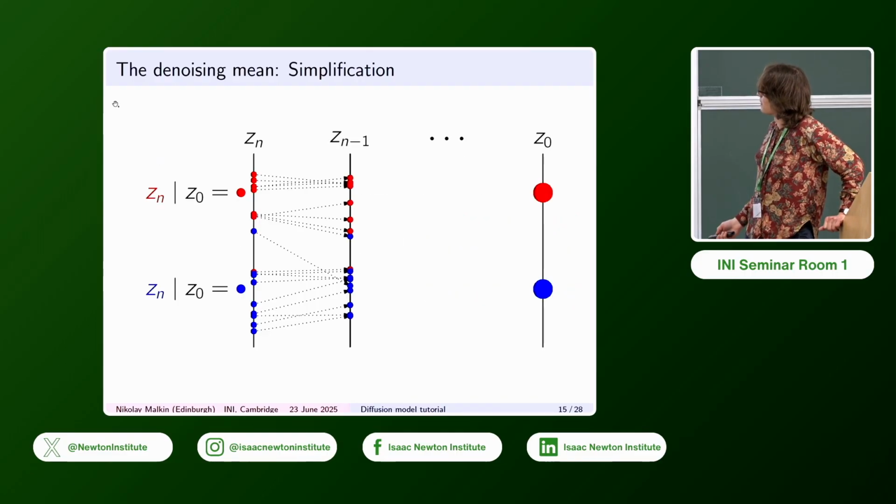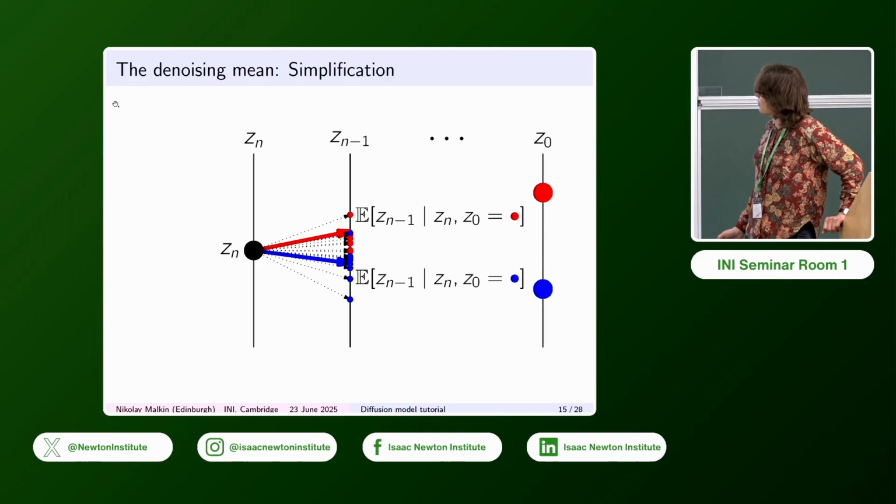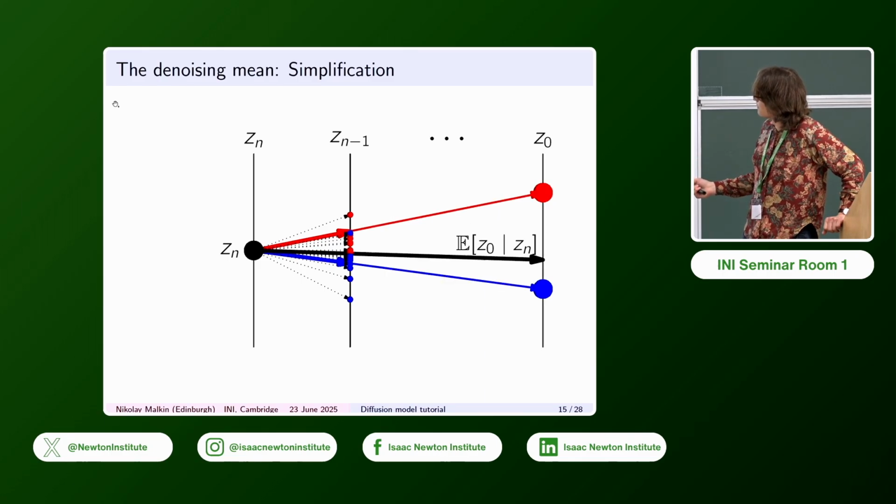So just on a picture, that picture I showed you before, this Zn could have come from a blue Zn-1 or a red Zn-1. This conditional expectation is a weighted average of this conditional expectation, given that it came from the red point, and this one, given that it came from the blue point. And the conditional expectation we're trying to estimate, which is right here, where the thick black arrow crosses this line, is just a linear combination of Zn and the conditional expectation of Z0 given Zn.